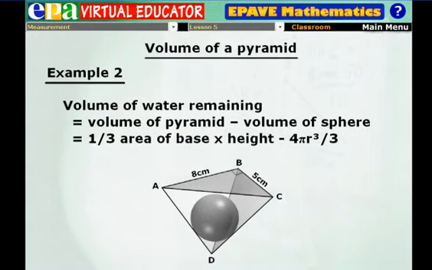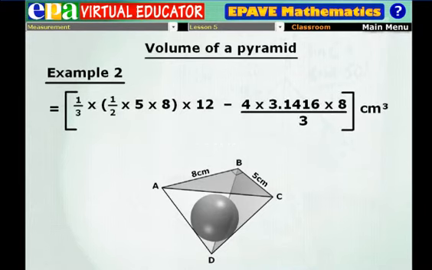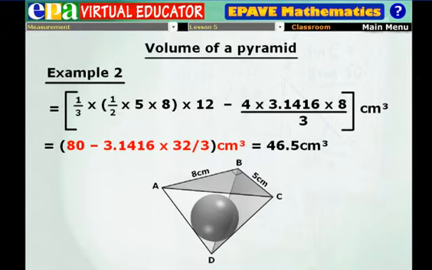The volume of water remaining is equal to the volume of the pyramid minus the volume of the sphere, which is equal to 1/3 the area of base times height minus 4 pi r cubed divided by 3. This gives 1/3 times, a half times, 5 times 8 times 12 minus 4 times 3.1416 times 8 all divided by 3 centimeters cubed. This is equal to 80 minus 3.1416 times 32 divided by 3 centimeters cubed, which is equal to 46.5 centimeters cubed.